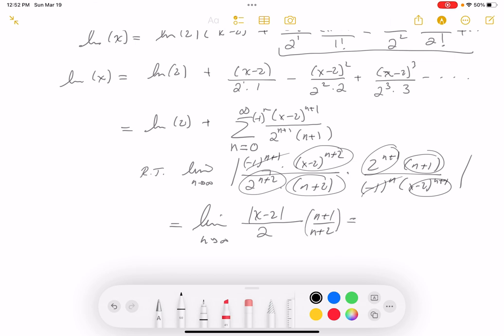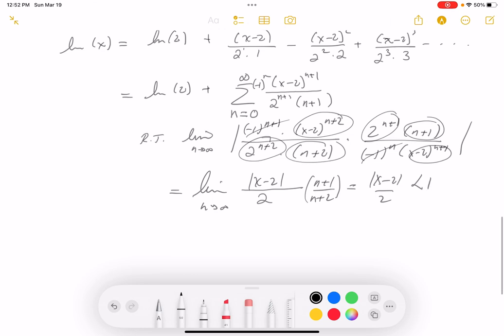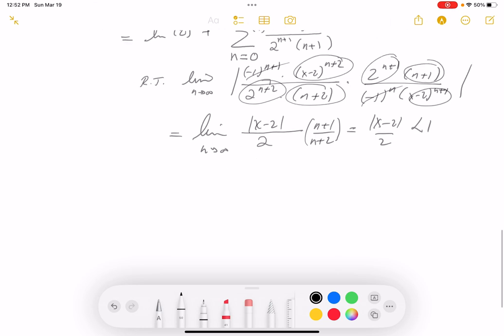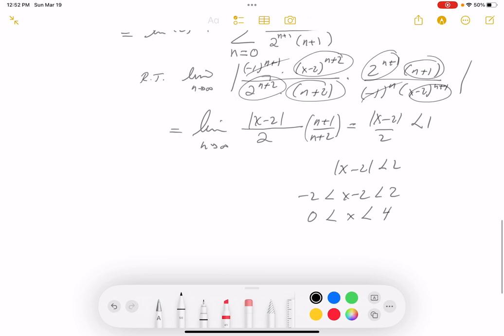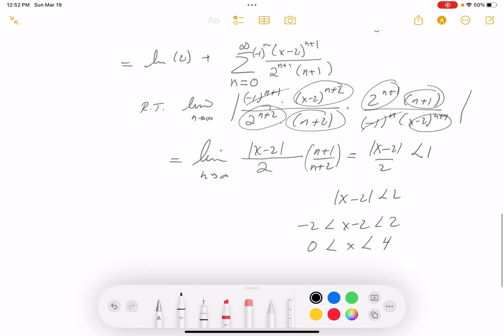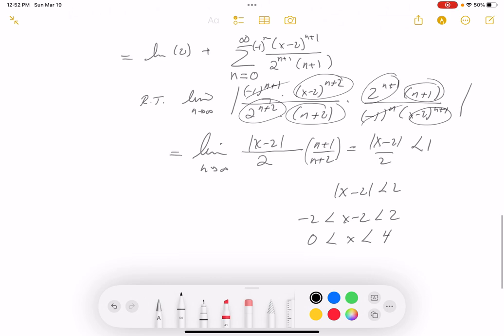This limit is going to equal the absolute value of x minus 2 over 2, and that should be less than 1. And what does that mean? The absolute value of x minus 2 is less than 2, which means x minus 2 is between 2 and minus 2, which means x is between 0 and 4. I want to test the endpoints one at a time. Let's test the 0 first. You know what? Let's test the 4 first.